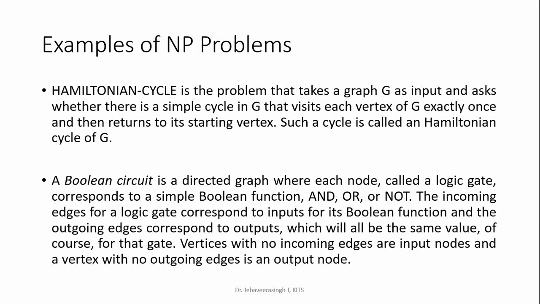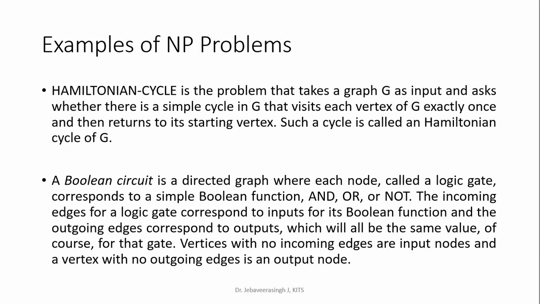And how can you make it a decision problem? By asking whether we have a Hamiltonian cycle in this graph or not. If you are given a graph and the question is whether this graph has a Hamiltonian cycle or not, that makes it a decision problem. So this is an NP problem. There is no known polynomial time complexity for this problem.